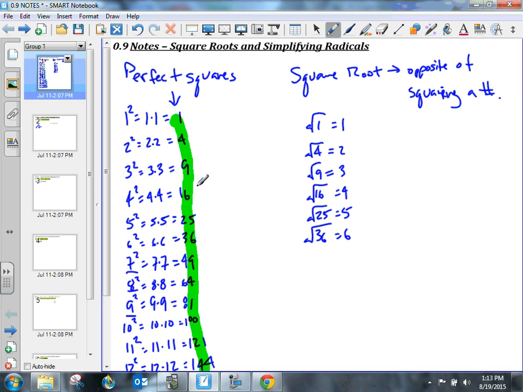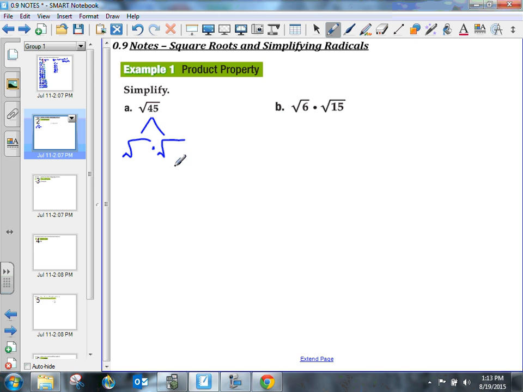Which one of these numbers can I divide into 45? And the answer is 9. Okay, so I'm going to go back here and say I can split up 45 into the product of 9 and 5. Those two numbers multiplied together will give me 45.